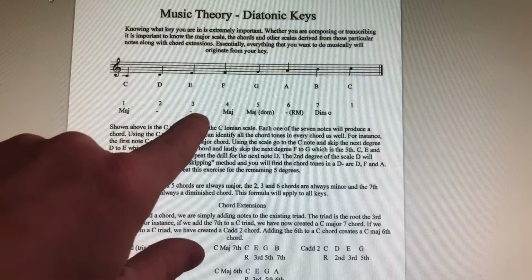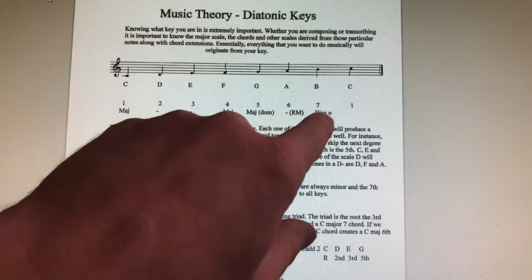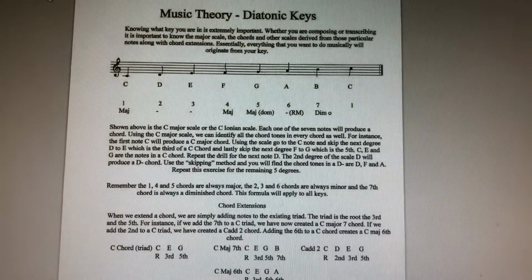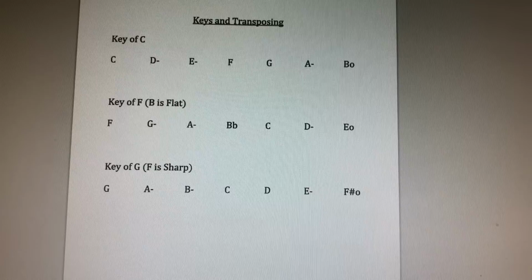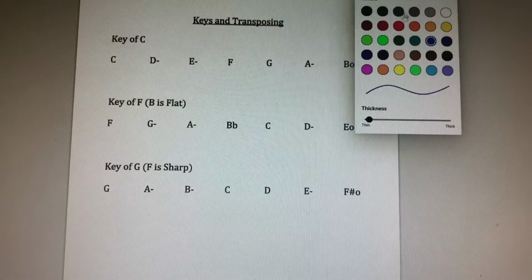Again, talking about degrees of the diatonic scale. That being said, let's go over here to keys and transposing. You'll find that this is pretty simple using what we just learned. I'm going to go over here and hit this guy here.